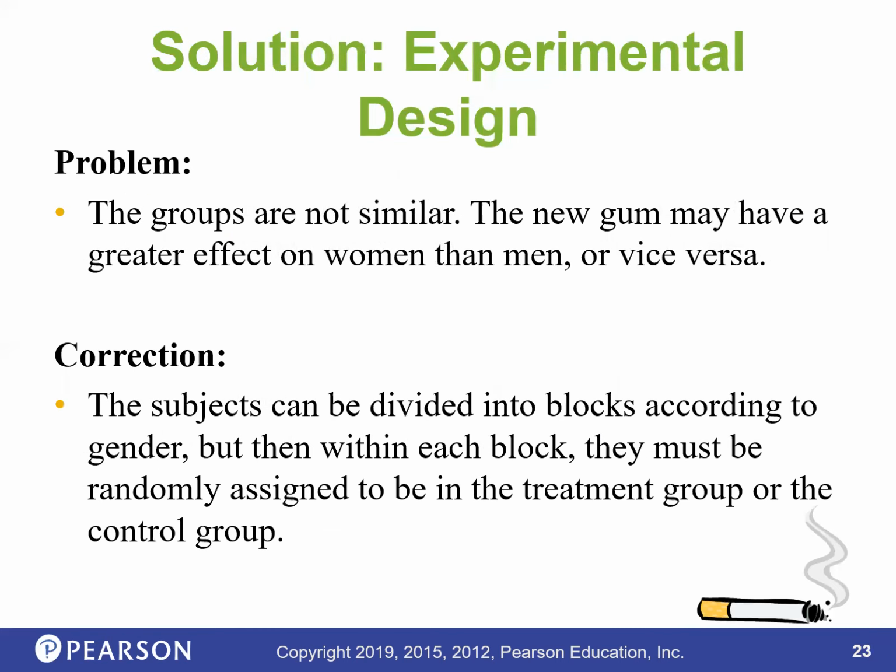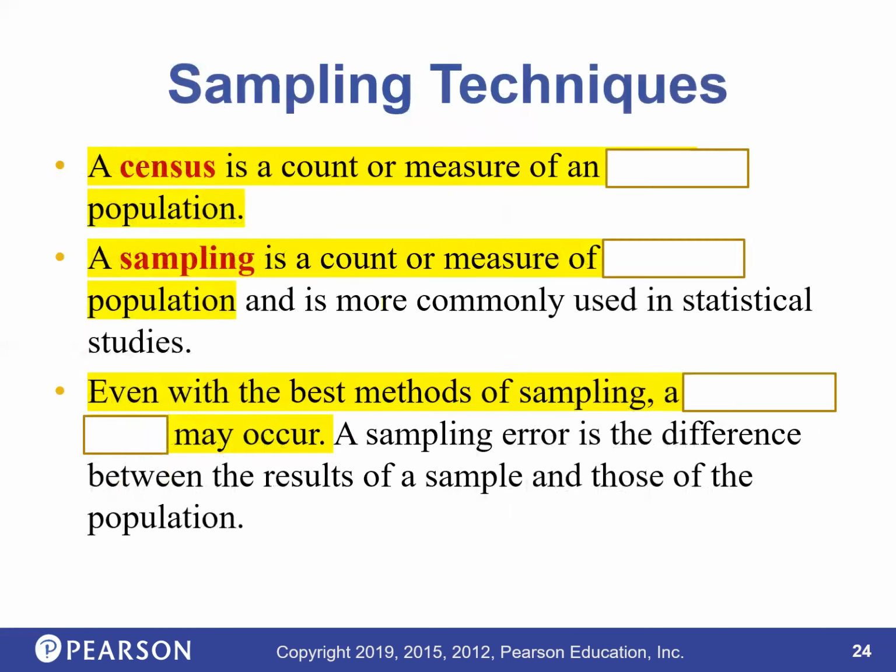The groups are not similar. The new gum may have a great effect with women, but that's not the study. The study was supposed to be divided into groups, and then within each gender, randomly assigned. Then that would have been okay. So we have randomization of block design. Randomization is this whole concept of how you build the experiment. Sampling is how we're actually going to pick those people. So how do you pick people for the control group? That's what we're looking at now.